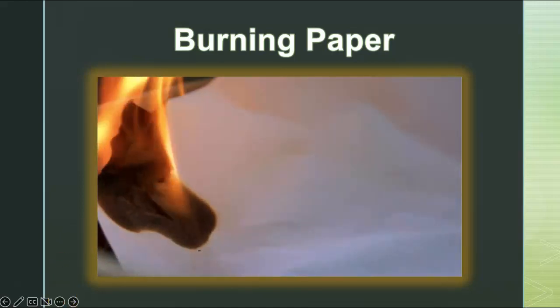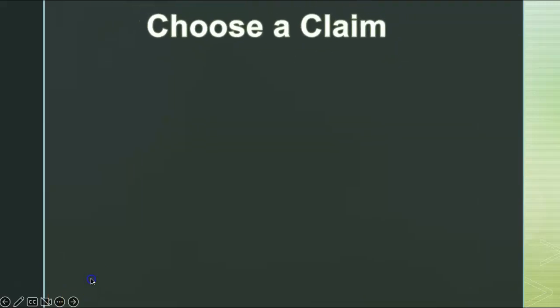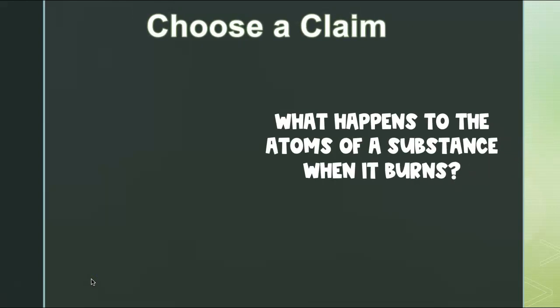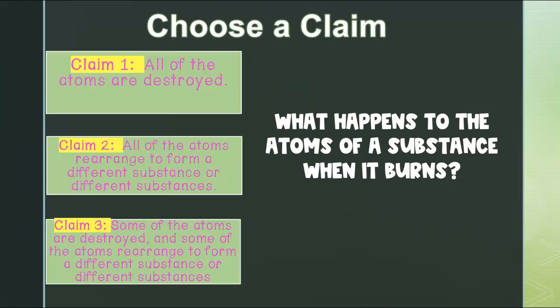So we're going to go on to the next page here to choose a claim, and I want you to think about these claims. This is in your packet as well. What happens to the atoms of a substance when it burns? Either claim 1, all of the atoms are destroyed. Claim 2, all of the atoms rearranged to form a different substance or different substances. Or claim 3, some of the atoms are destroyed and some of the atoms rearranged to form a different substance or different substances.